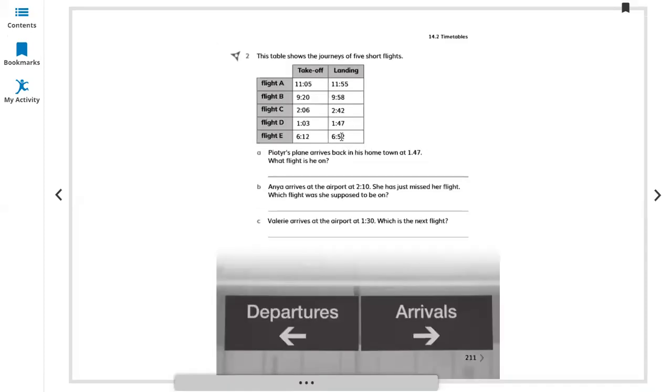Page number 211. Question number 2. This table shows the journey of 5 short flights. The timing is here. Poitras's plane arrived back in his hometown at 1:47. What flight is he on? 1:47. Flight D.